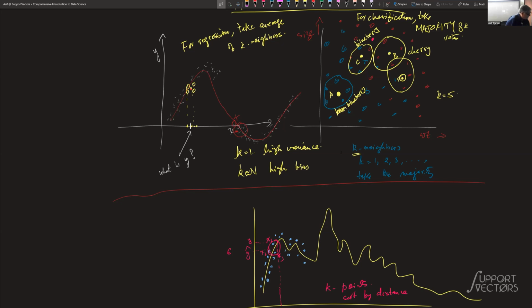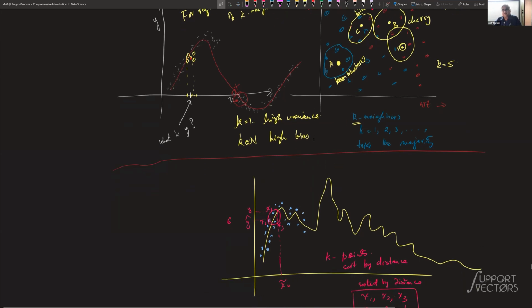Now, the second question is, you can say, well, that is bad. How do I mitigate the effects of the hyperparameter k, the change in the hyperparameter k? Just hunting for the best hyperparameter is a bit of a nuisance.